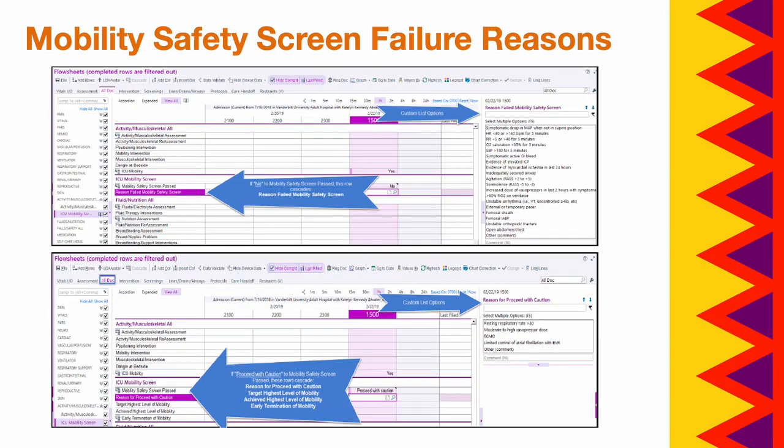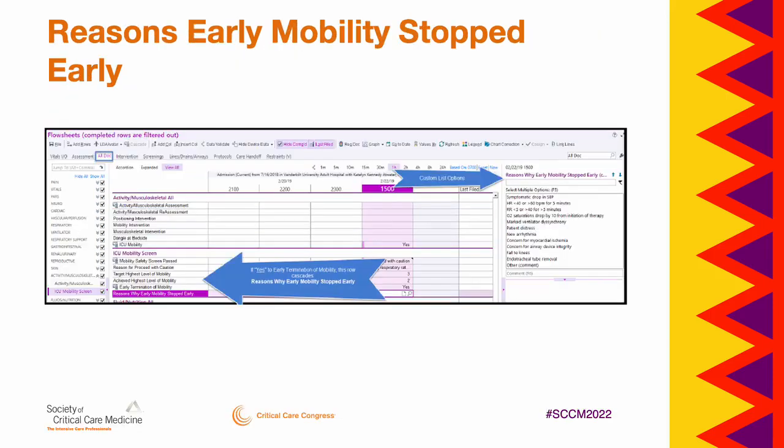You can see here that we also added in the mobility safety screen and reasons if the patient would fail that, and also the ability to document if the need was felt to proceed with caution, the reason for that, the targeted highest level of mobility, the achieved highest level of mobility, and early termination of mobility and why that would occur. So this gives the nurse the ability to document why that early mobility was stopped early.